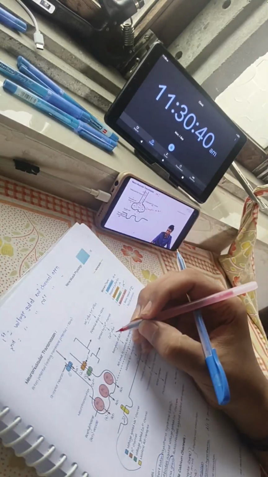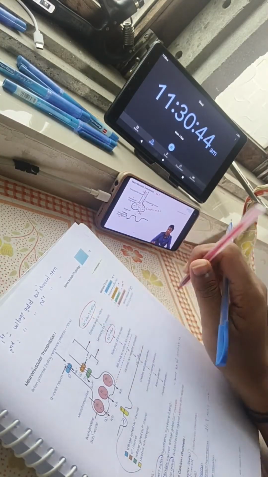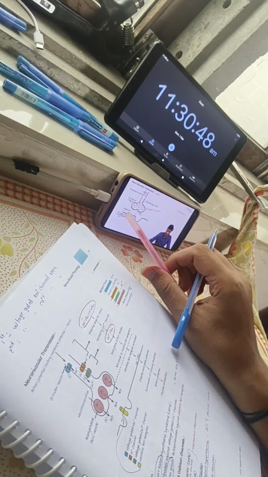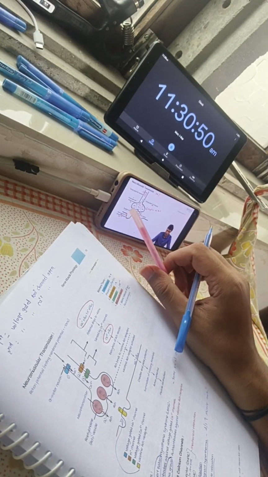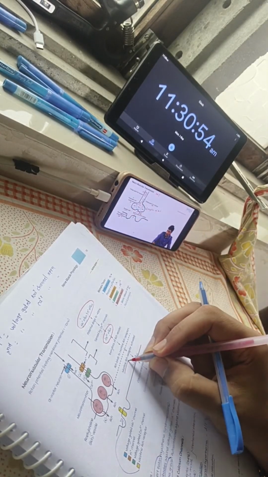Which neurotransmitter is going to get released? Acetylcholine. This acetylcholine has to go and act on the postsynaptic muscle end plate. Which receptor? Very important. Disease is also there. Nicotinic acetylcholine receptor. So acetylcholine acts on this nicotinic acetylcholine receptor in the muscle end plate.